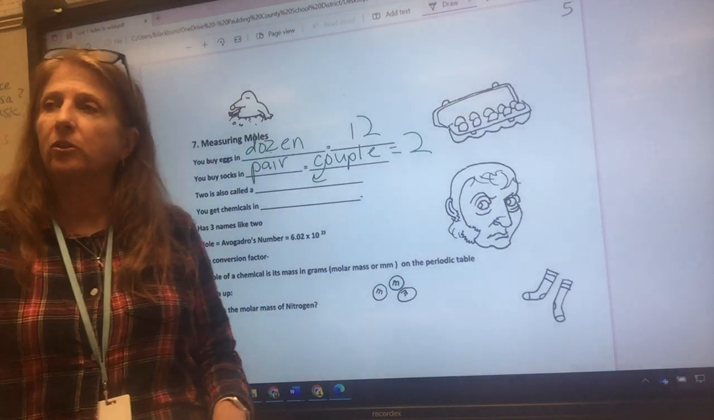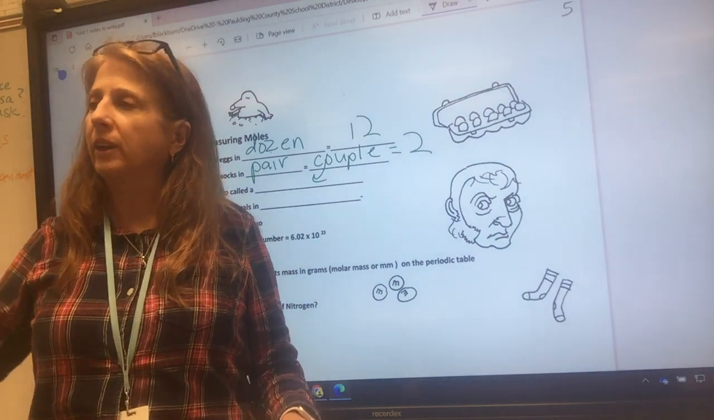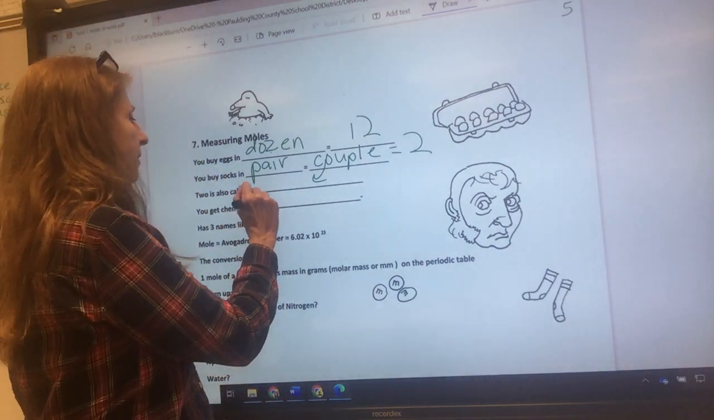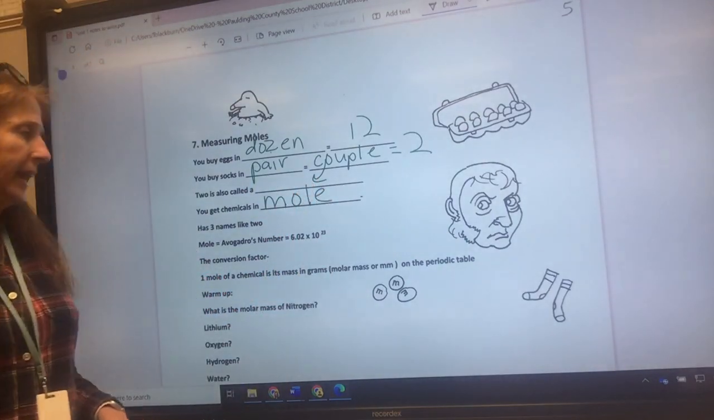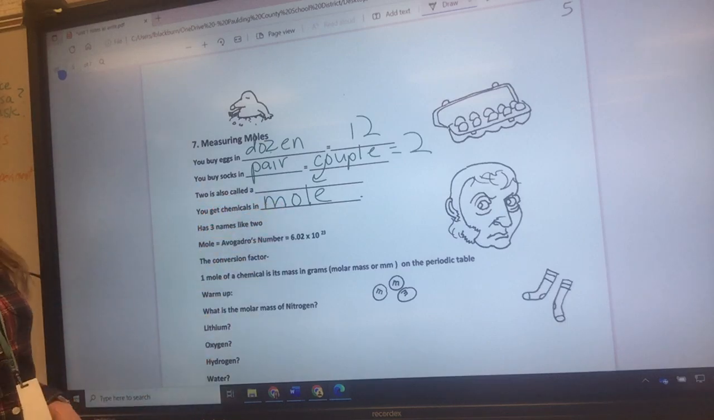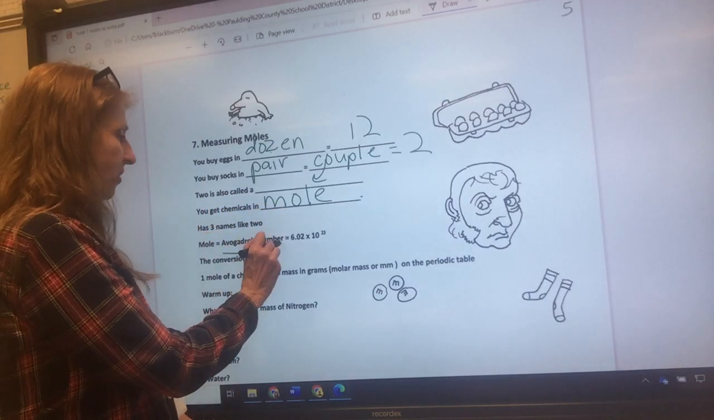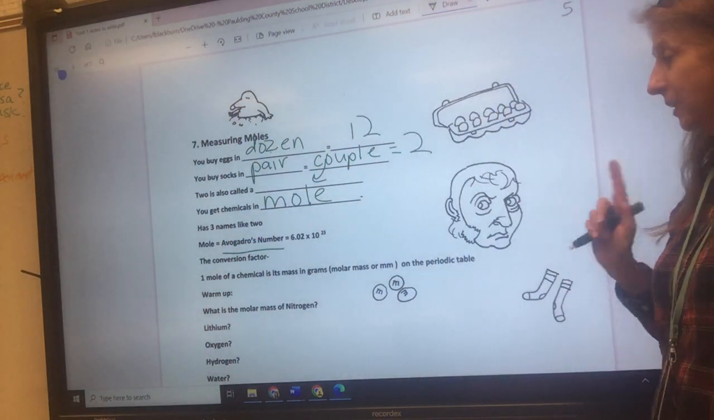Okay, so how do you get chemicals? I don't go get chemicals out of the stock room in cups or teaspoons. I don't get them in dozens. I get them in a unit called moles. Okay, and it has 3 names, just like the number 2. It is called the mole. It is also called Avogadro's number, because Amadeo Avogadro, and that remarkably looks like him.